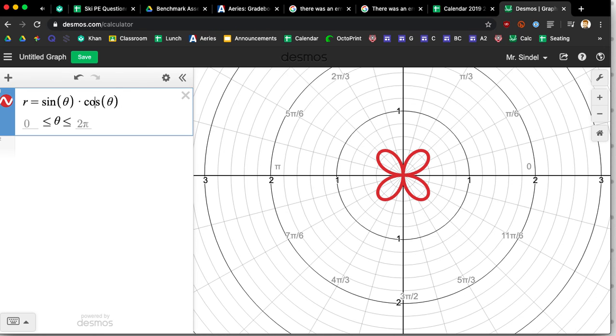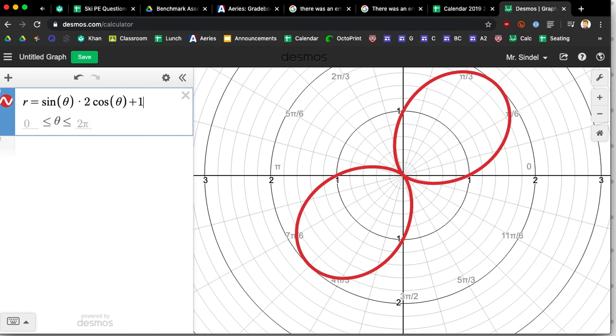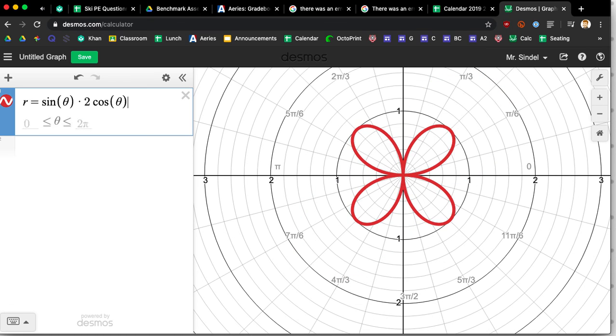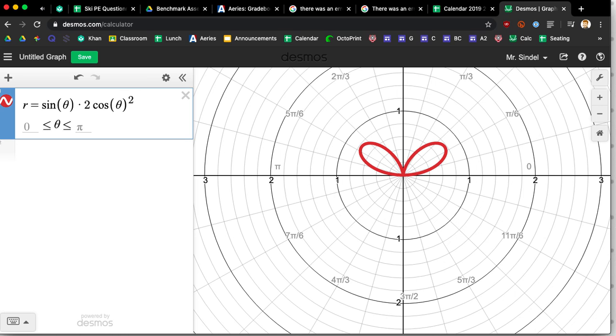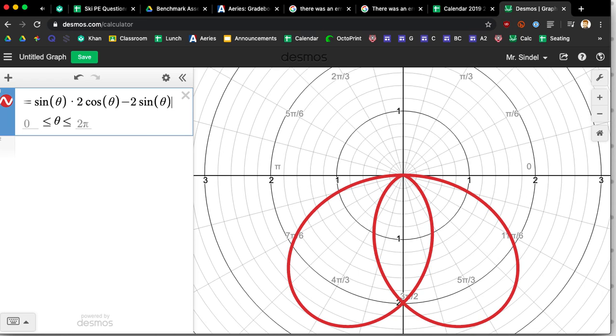Or what happens if I do 2 cosine of theta? It gets bigger. What if I do plus 1? Whoa! What happens if I square that last one? Squared it? Okay, it only keeps it positive. What happens if I subtract, I don't know, 2 sine of theta? And this is where you start getting these really cool functions that I would like to turn into a t-shirt or a logo for our shirts.